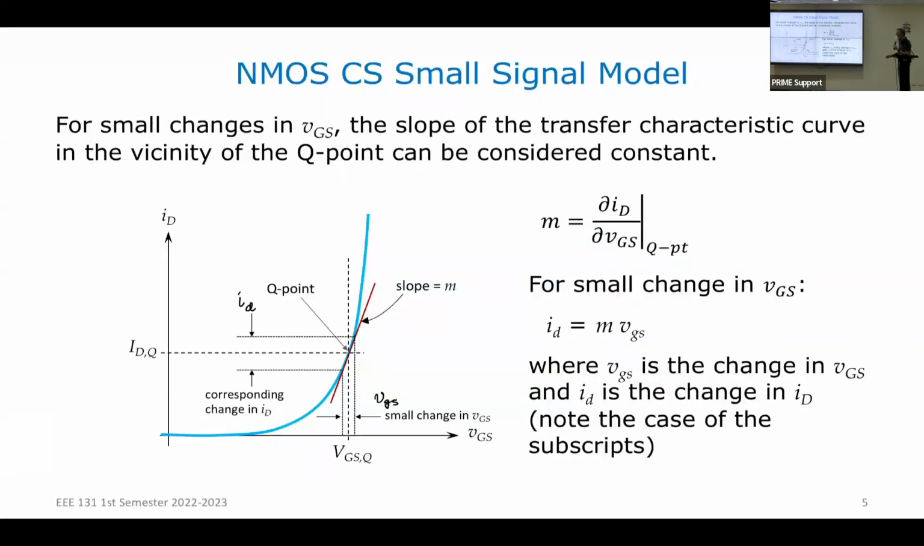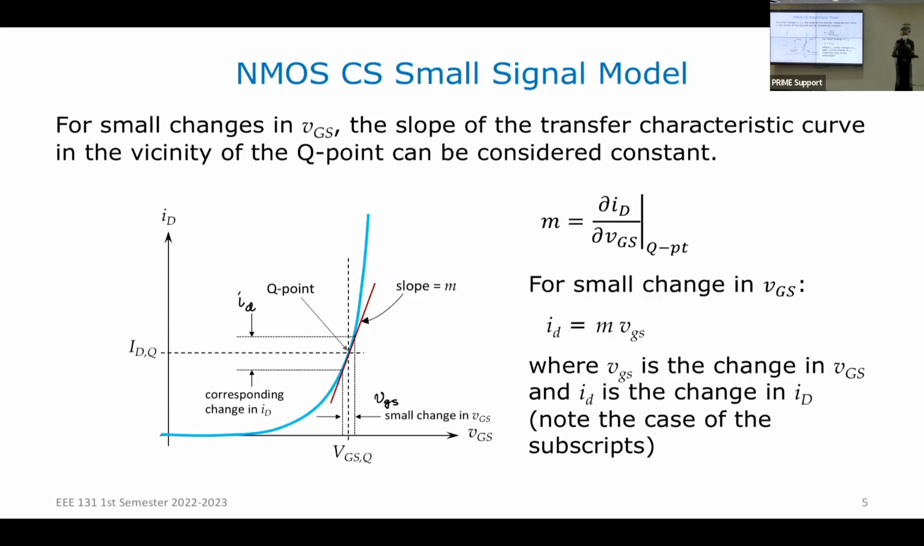So that for small changes in VGS, I can approximate my change in ID to be equal to the slope multiplied by VGS. Because slope is change in ID with respect to VGS. No? So for a small change in VGS, I can get now the change in I sub D. No? Where, again, no? V small g small s is the change in V capital G capital S, and I small d is the change in I capital D.